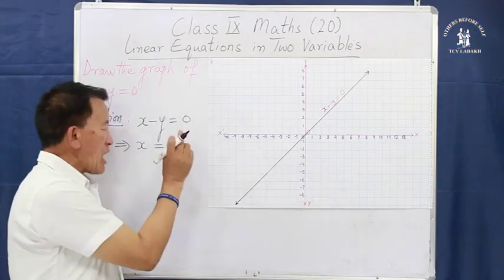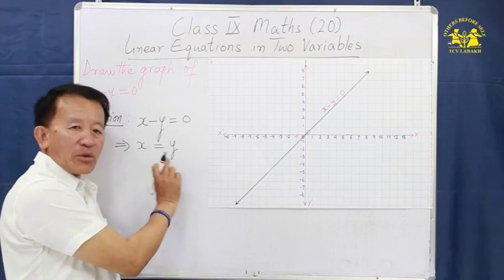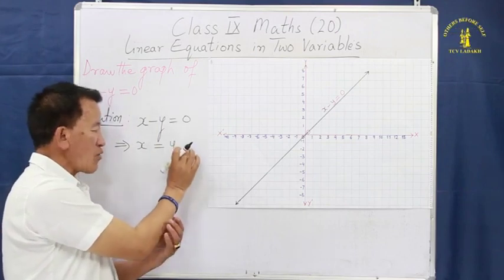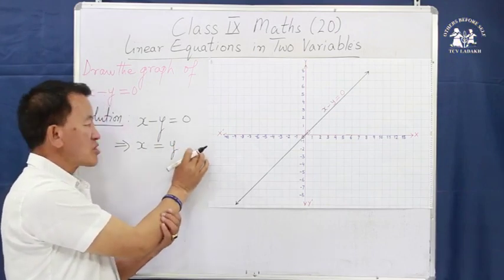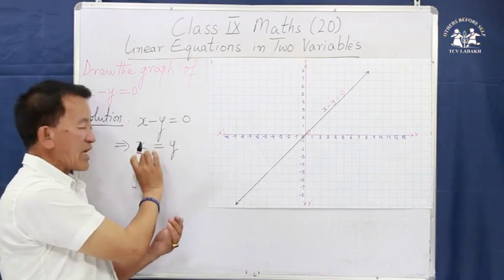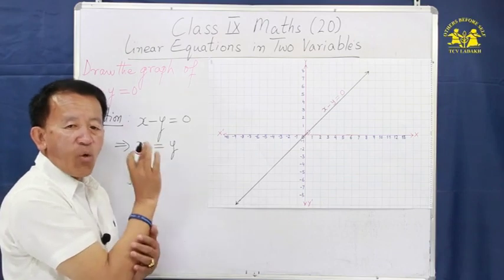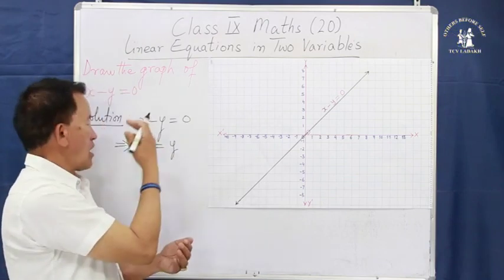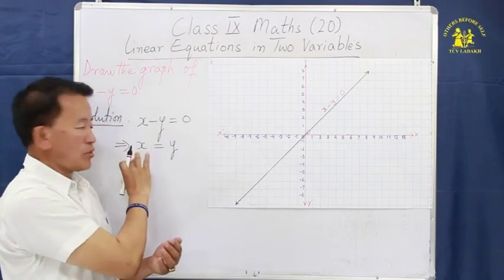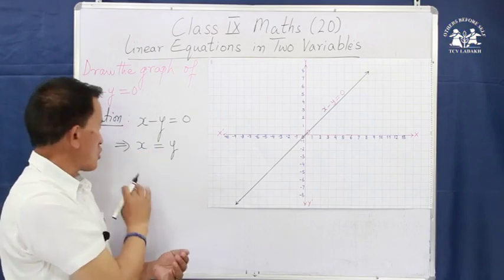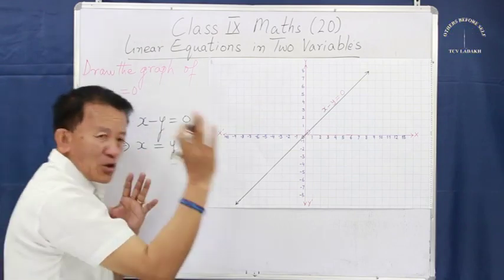So there is a calculation. We can assume any value for one of the variables. Let's say y. You can put any value for y, and correspondingly we will get the value of x. And in this case, it's very simple. If you take y is equal to 0, x will automatically be equal to 0 because they are equal.